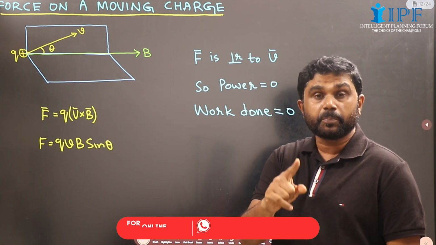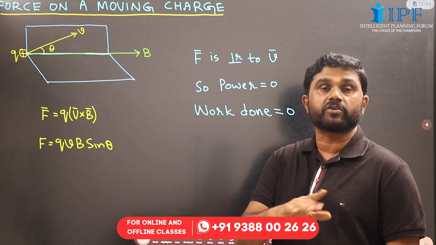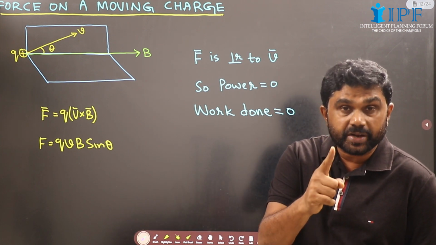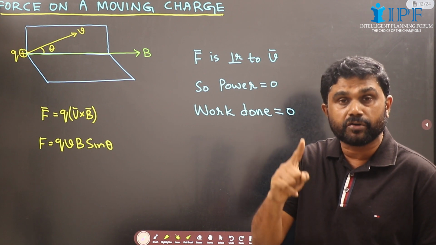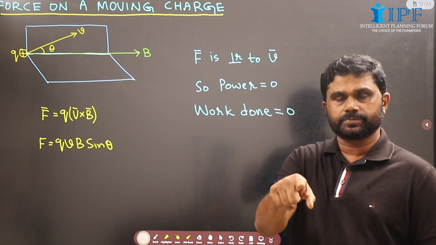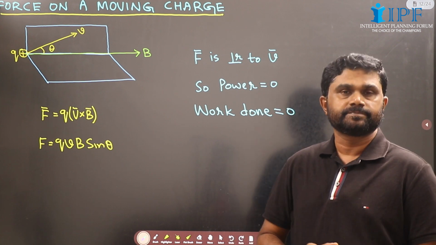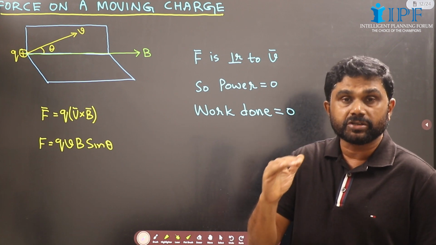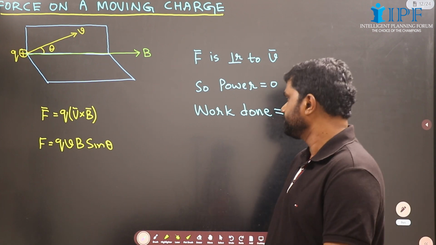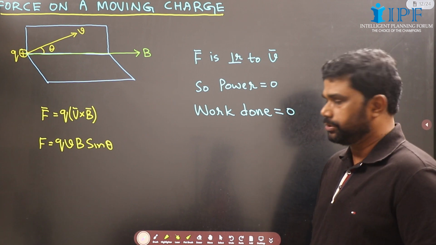So the dot product of force and velocity, that is the power, will be 0 always. See, the instantaneous displacement is along the direction of instantaneous velocity, which is always perpendicular to force. So the work done by this force at every point on the path of the particle will be 0, meaning no work is done by this force. Work done equal to 0.